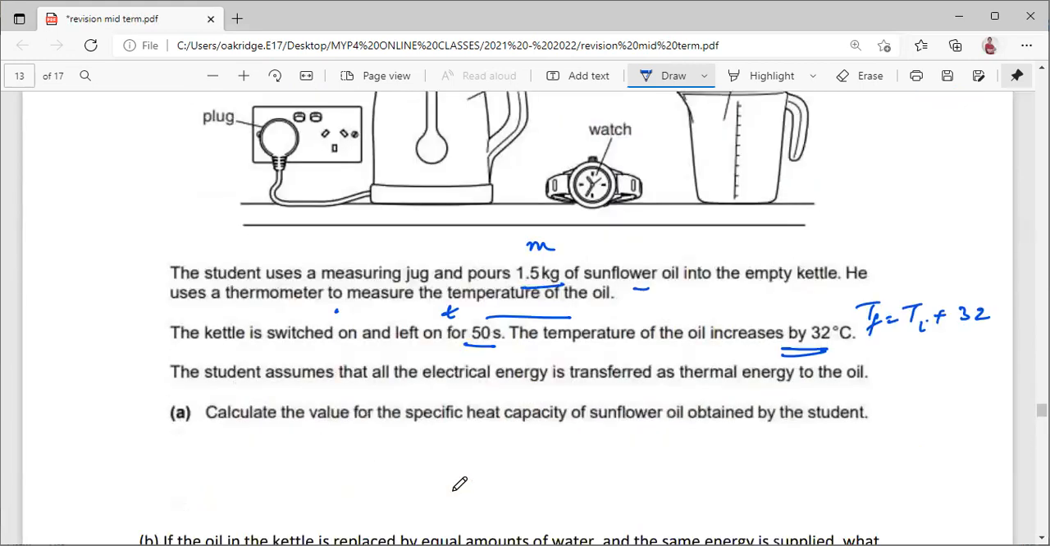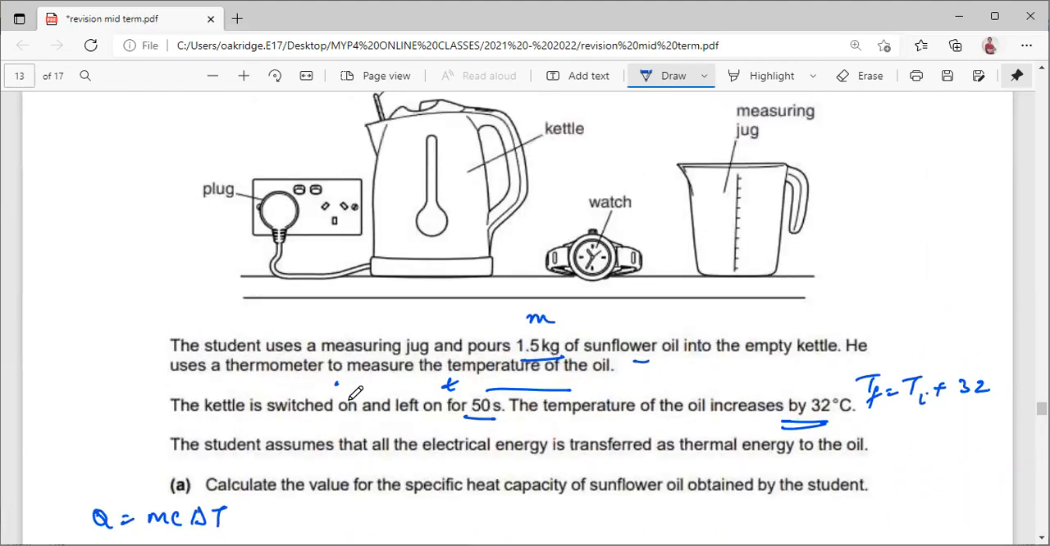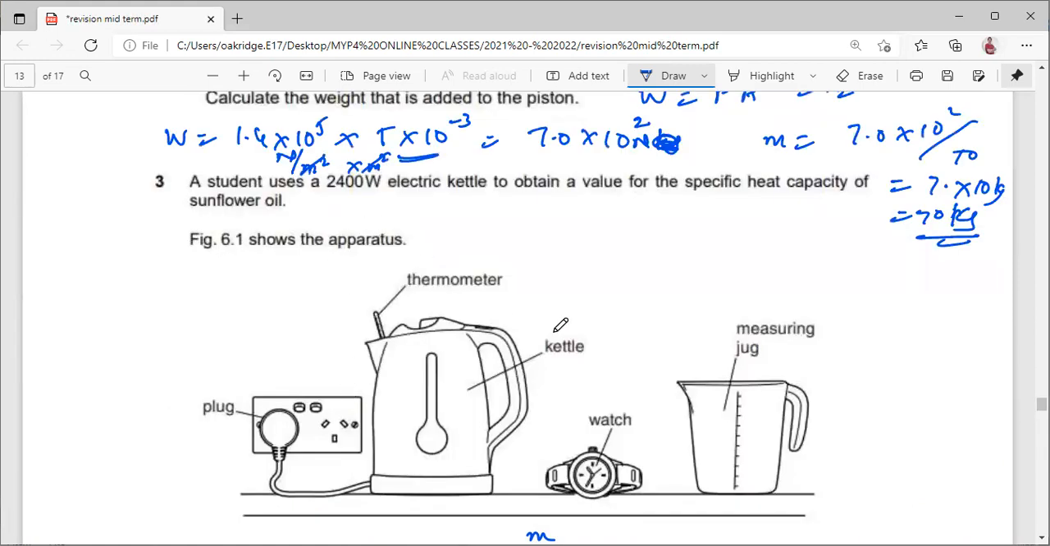The student assumes that the electrical energy is transferred as thermal energy to the oil. Whatever electricity you pass becomes thermal energy. Calculate the value of the specific heat of sunflower oil obtained by the student. So we know the heat supplied is equal to mc delta T. Now again read the question here. The student uses a 2,400 watt kettle.